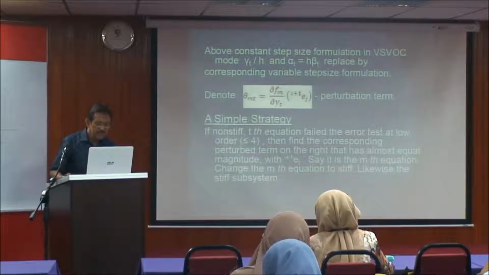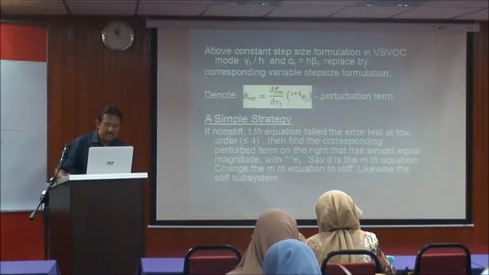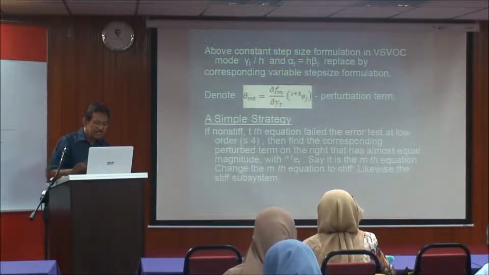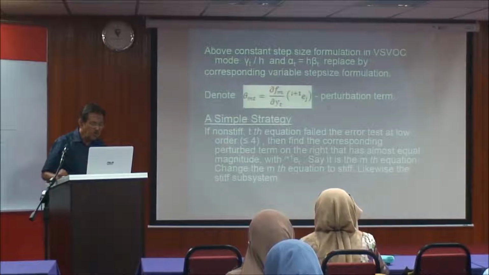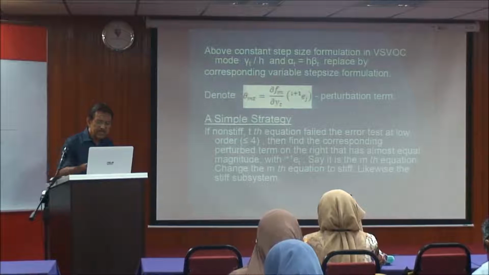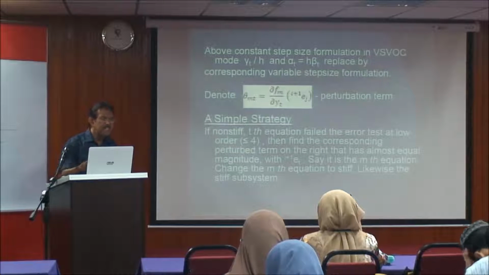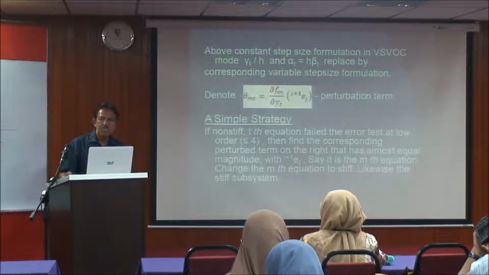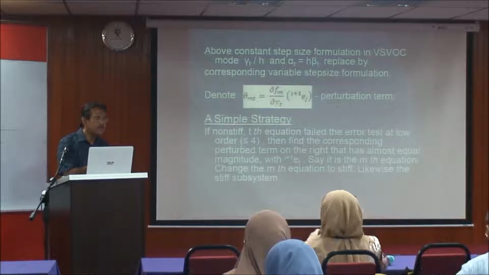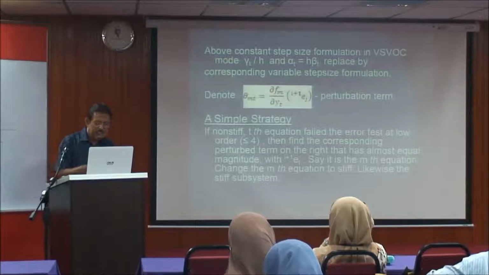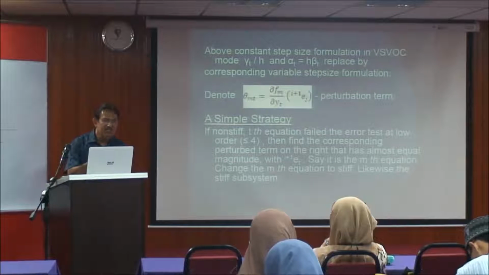So, if non-stiff, the equation failed the error test. Simple statement: if the equation considered is non-stiff, with the error test failing at low order, less or equal to 4, then find the corresponding perturbed term on the right. Finding the left term matching with the right term, and then change both to stiff. May not be right, but you can still solve the problem using BDF. But it's not novel, okay? Not very novel. When it first came up, then it was novel.